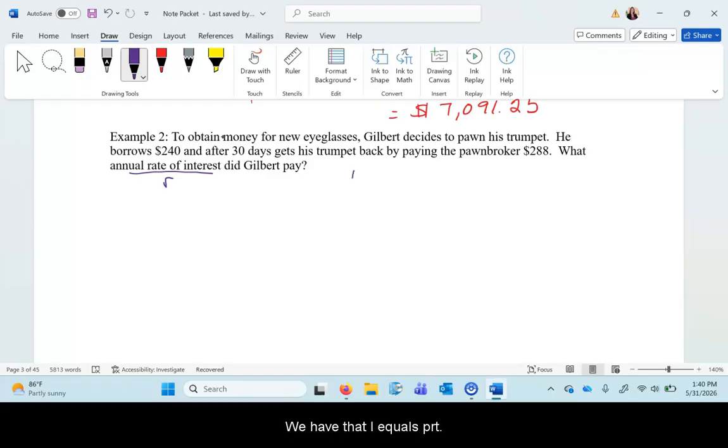Let's go back here. We have that I equals PRT. I always write down my formulas before I jump in and use it. We actually want to find R in this case. Well, that means I must have I, P, and T somewhere. Let's look at what we're given. We're given how many days? So 30 days. So we're good there. That gives us the time. We have the principal, right? He borrowed $240. So that was the principal. So we have that. Okay, so let me just write that down.